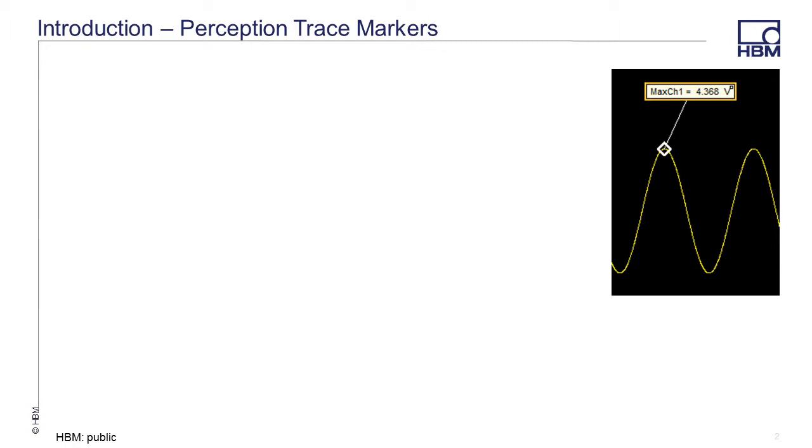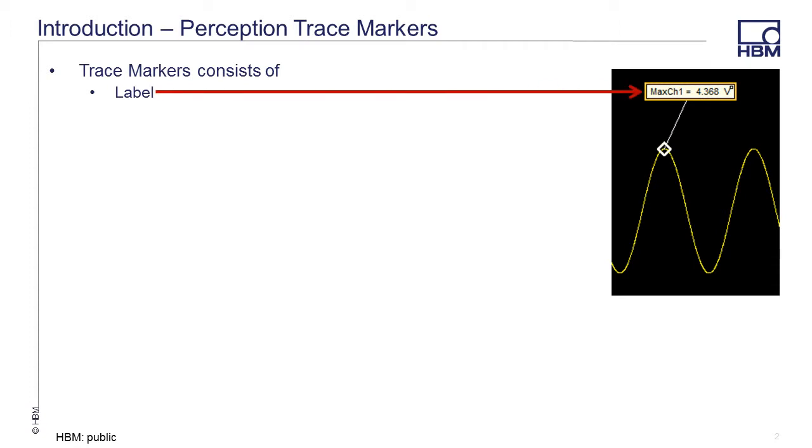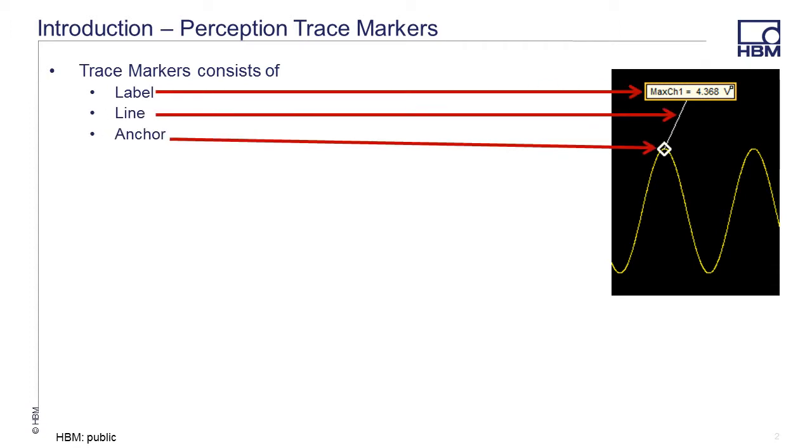Perception trace markers are a great way to add annotation and mark calculated points on a trace as seen here. A trace marker usually consists of a label, a line, and an anchor. Markers are tied to a particular display or trace and can be placed manually or automatically. For example, they can automatically move to the maximum point on a trace, and we'll show an example of how to set this up in just a moment.